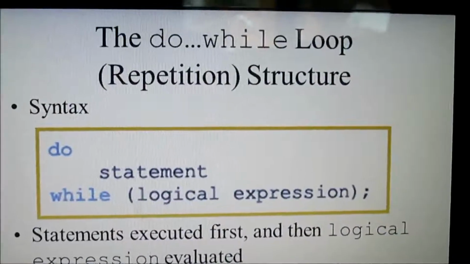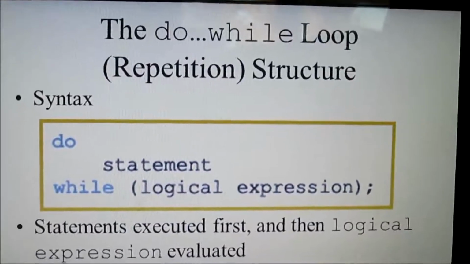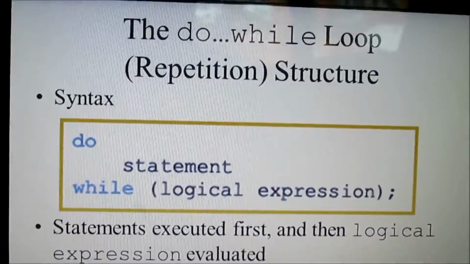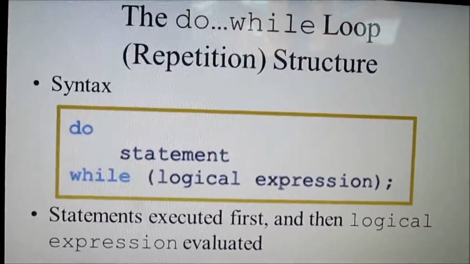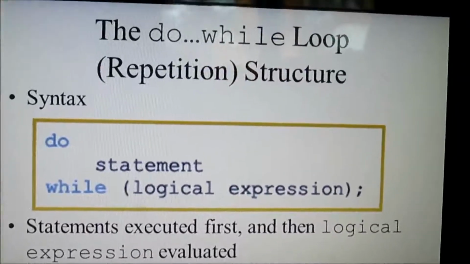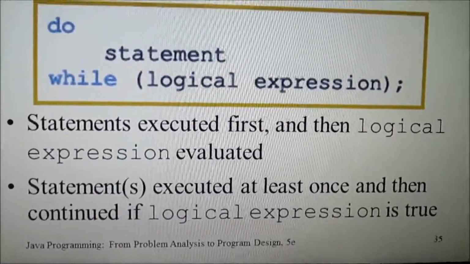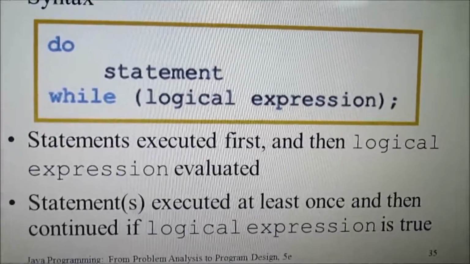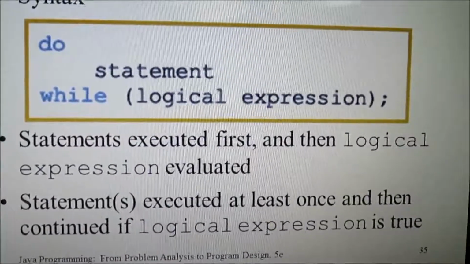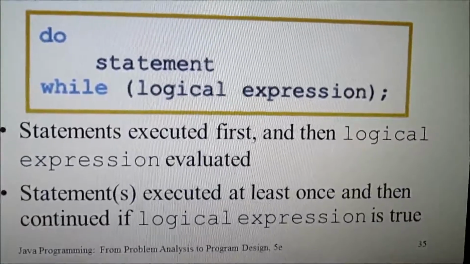The first thing that we learn is the while, and then the for, and the last, the do-while loop structure. The syntax of the do-while structure is do, then its statement, followed by the while, then its condition. The statements execute first, and the logical expression or the condition is evaluated. Statements are executed at least once and then continued if the logical expression or the condition is true. If false, the looping statement will return onto the do statement.